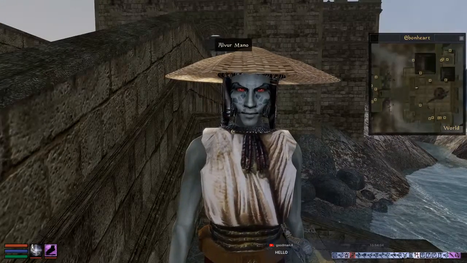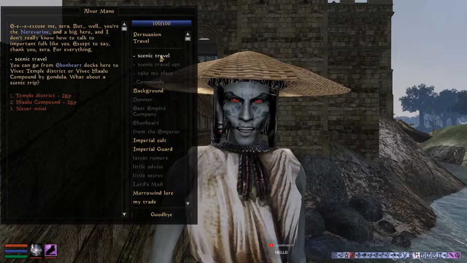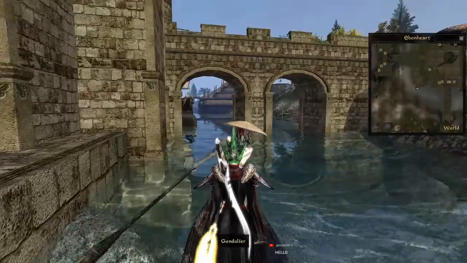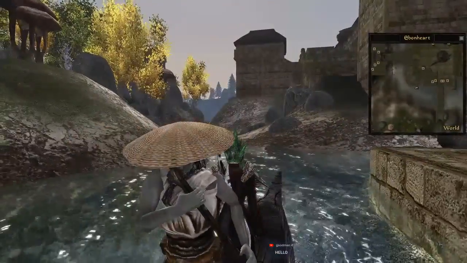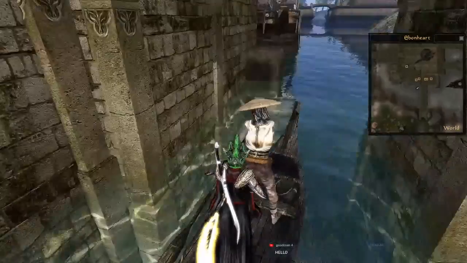I don't remember if we can. Oh, we can go to the temple district or the Lalu compound. I think from the temple there's... or from the Lalu, maybe. Oh, let's go there and see. I don't remember really. But this is a very scenic way to reach that canton.